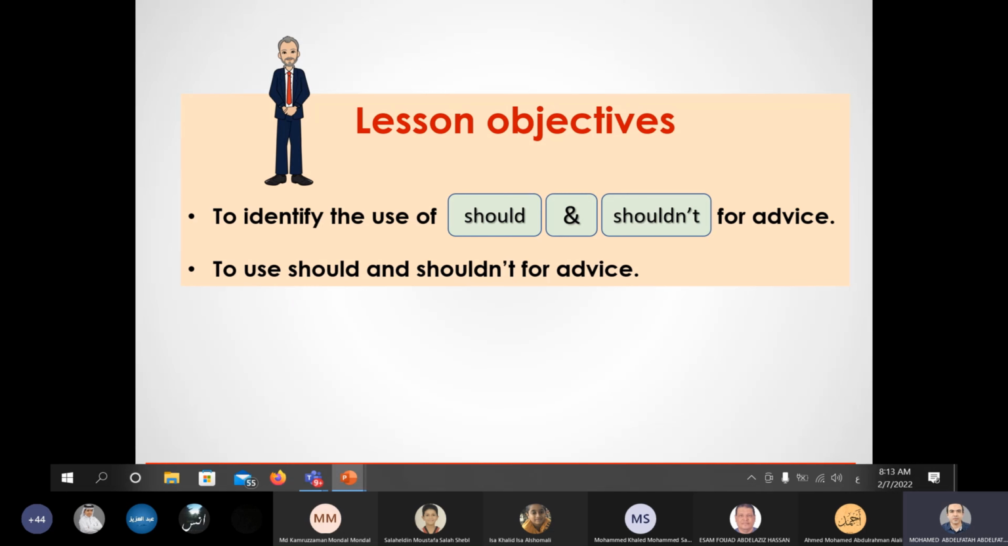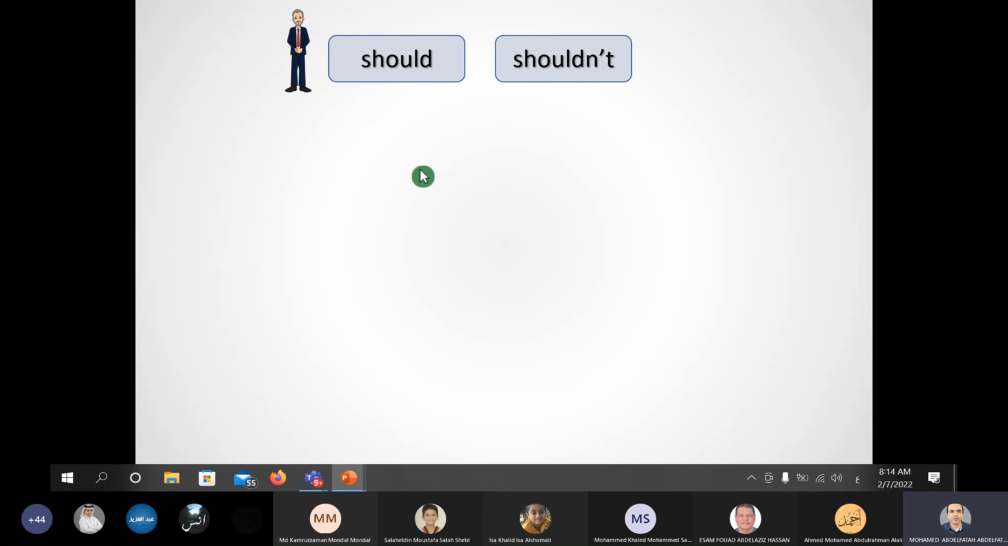Ahmed, if you are still there, please read objective number 1. Objective number 1, to identify the use of should and shouldn't for advice. Good job. Number 2, to use should and shouldn't for advice. Awesome. Bravo, Ahmed. Good reading. So, students, let's start with this.